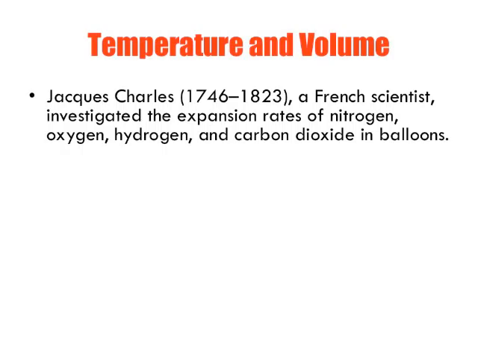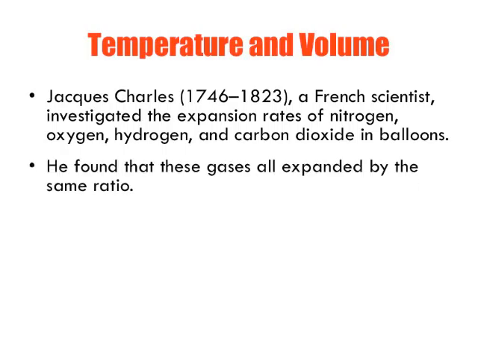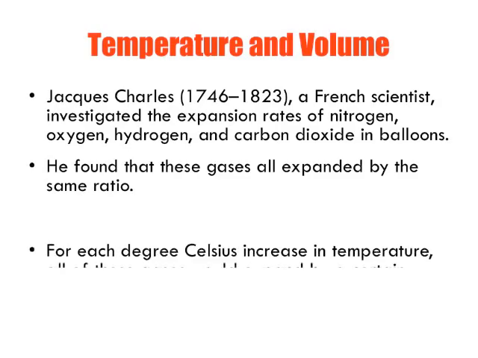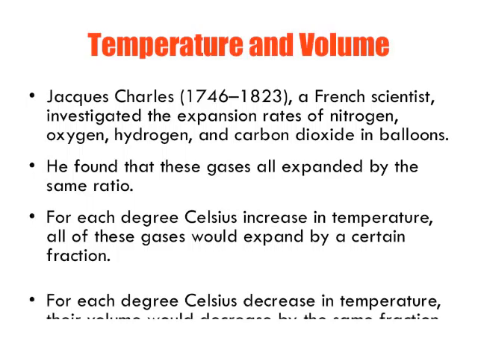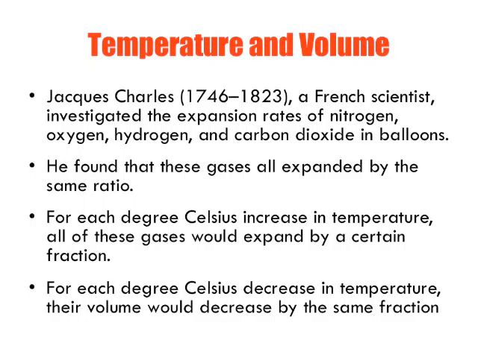by the studies of Charles, a French scientist who investigated the expansion rate of nitrogen, oxygen, hydrogen, and carbon dioxide in balloons. He found that these gases all expanded by the same ratio. For each degree Celsius increase in the temperature, all of these gases would expand by a certain fraction. So he saw a correlation between volume and temperature. For each degree Celsius decrease in the temperature, their volume would decrease by the same fraction. So he noticed that there was an increase if temperature increased, and a decrease if there was a temperature decrease. Okay, so they know that there was a direct correlation between temperature and volume.